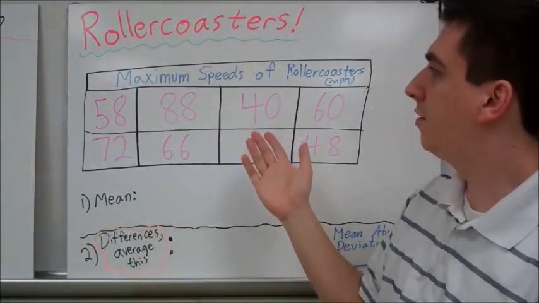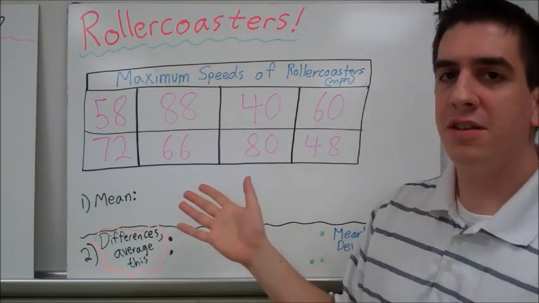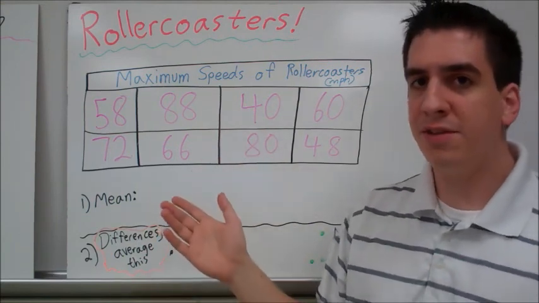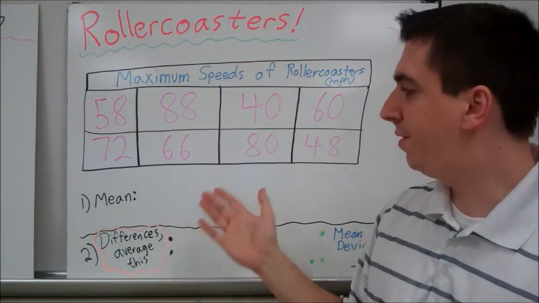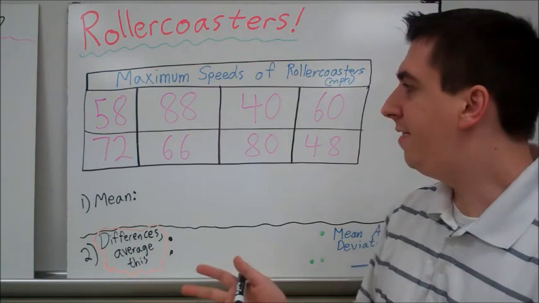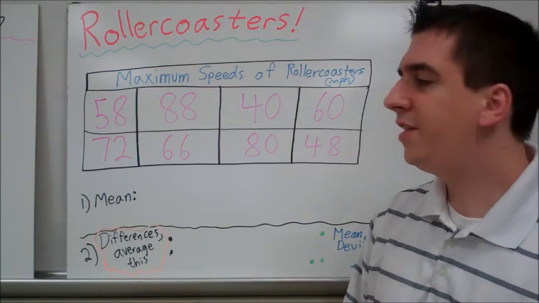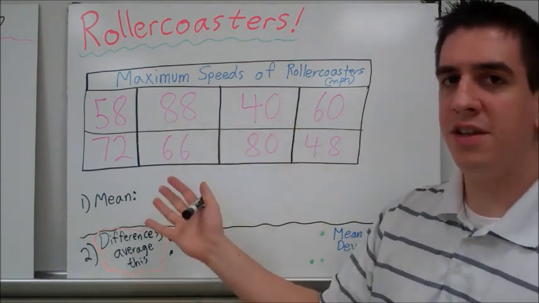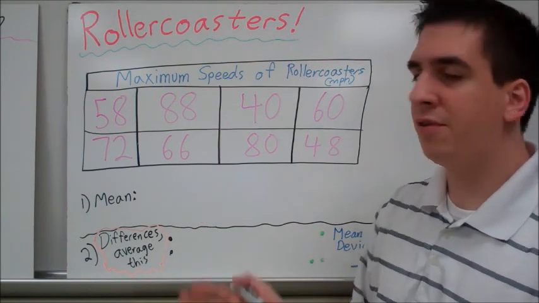We're going to talk about roller coasters here. Here's some speeds of roller coasters. The maximum speeds of 8 different roller coasters have been recorded here. First, we're going to find the mean, the average. How do we find the average again? We add up all of these numbers and then we divide it by the total number of roller coasters.